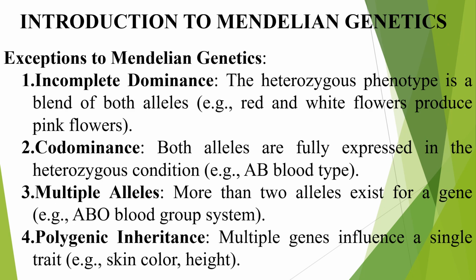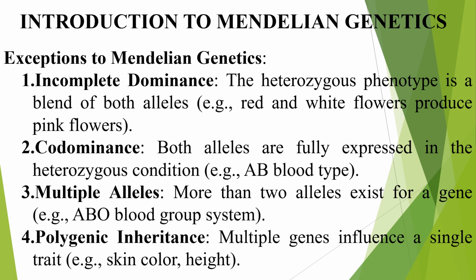Exceptions to Mendelian genetics. 1. Incomplete dominance. The heterozygous phenotype is a blend of both alleles. Example, red and white flowers produce pink flowers. 2. Codominance. Both alleles are fully expressed in the heterozygous condition. Example, AB blood type.